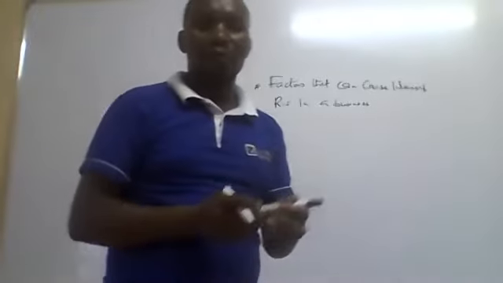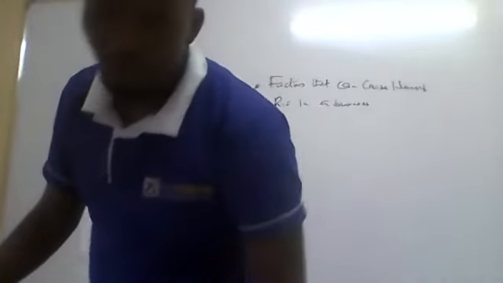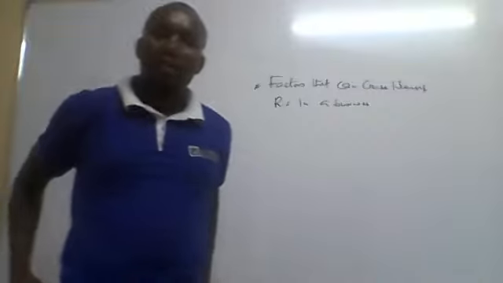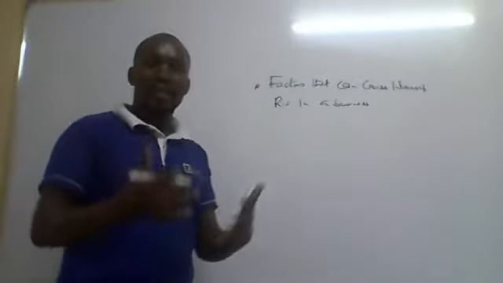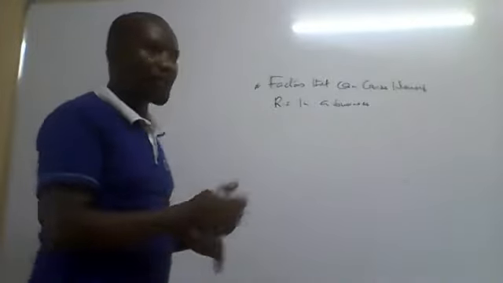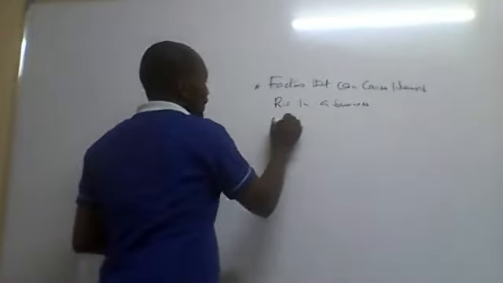Factors that can cause inherent risk in a business. Can somebody tell me a few? We know the nature of business. There are some businesses that are quite complicated. So the nature of business can cause that. Those are risks that are beyond internal control systems.